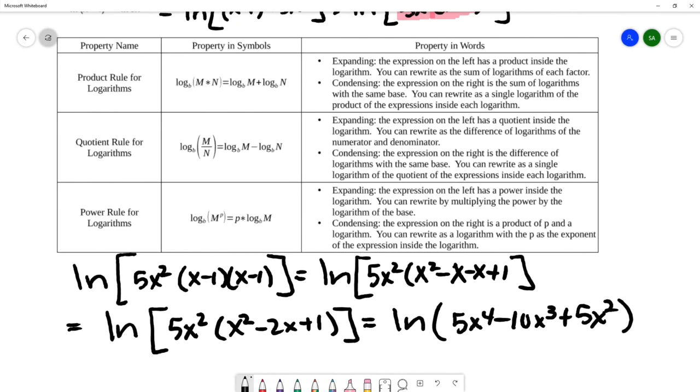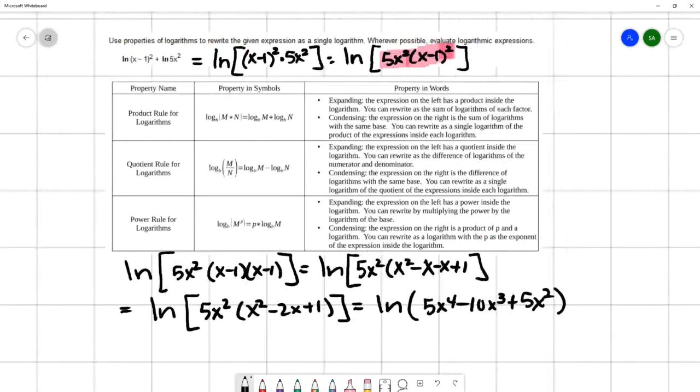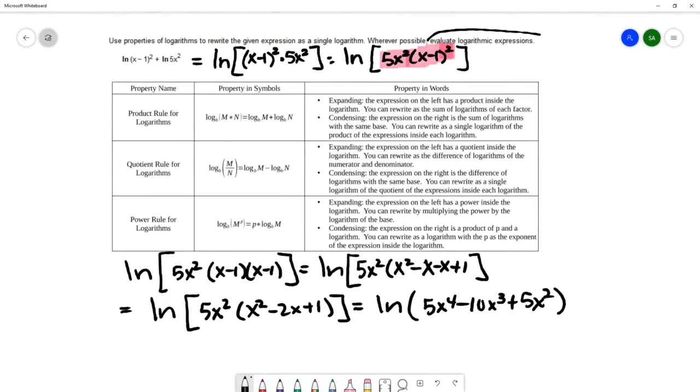And there's a secondary statement on this question that says, whenever possible, evaluate the logarithmic expression. In this example, we have no further simplification that we could do. As I said before, I would argue that this original expression looks cleaner, and so I would probably leave it in that format. Natural log of 5x squared times (x minus 1) squared.